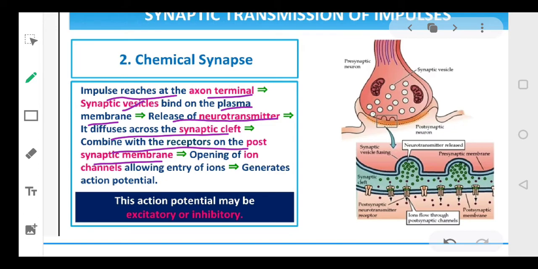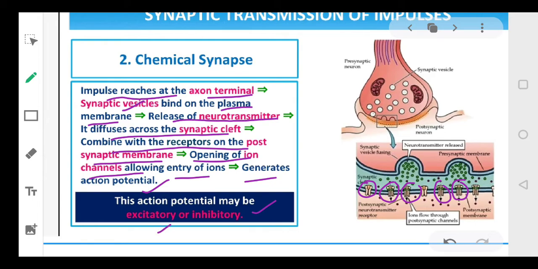वो आपके पोस्ट साइनेप्टिक मेम्ब्रेन पर जो आपके रिसेप्टर्स प्रेजेंट है वो उससे कंबाइन कर जाएगा. दीज आर ऑल आई एम इंडिकेटिंग योर रिसेप्टर्स इन द डायग्राम, यू कैन लुक इनटू इट. सो एज द न्यूरोट्रांसमीटर इज बीइंग रिलीज्ड, द न्यूरोट्रांसमीटर विल बाइंड टू द रिसेप्टर्स व्हिच आर प्रेजेंट ऑन द पोस्ट साइनेप्टिक मेम्ब्रेन. Now this binding will cause the opening of the ion channels. जैसे ही ये न्यूरोट्रांसमीटर जो है वो बाइंड कर जाएगा रिसेप्टर से, this will result in the opening of the channels. Okay, and opening of the channels will generate an action potential. Clear? And this action potential, it can be excitatory or inhibitory.